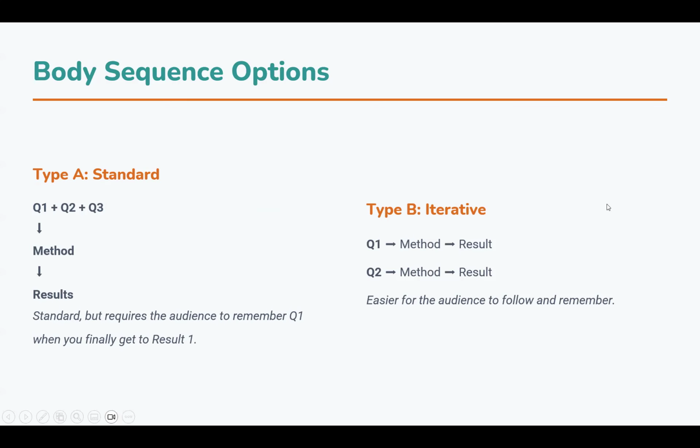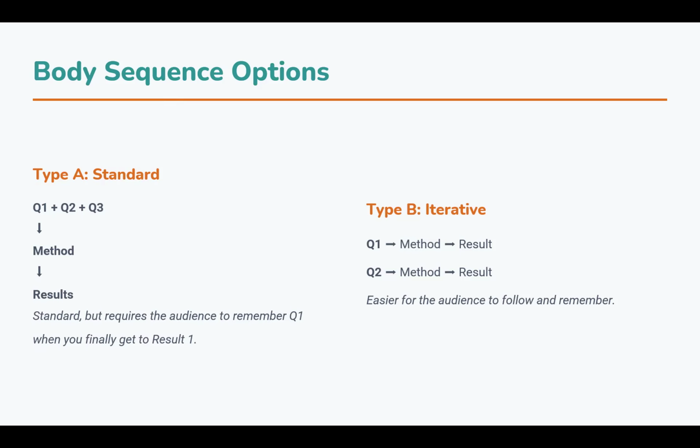Now you are coming to the body of your presentation. There are 2 standards, type A and type B. The first standard could be you first give them research question 1, research question 2, research question 3 in order at the beginning, and then you go to methods and results. But with this standard, the audience needs lots of cognitive load because they have to remember your research questions. You are switching between research question 1 to 3 from time to time. So they are burdened a lot.